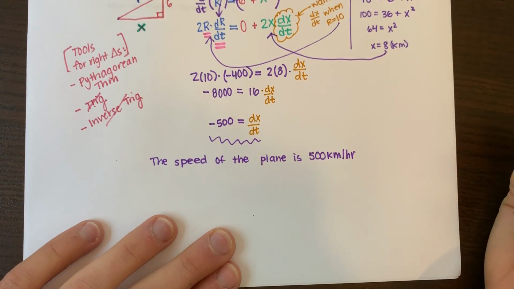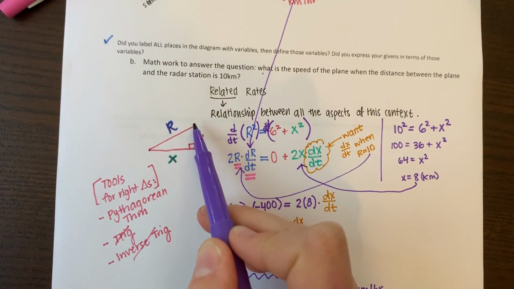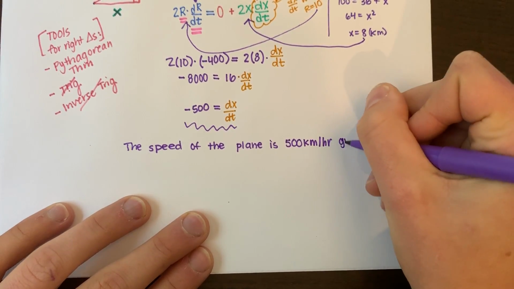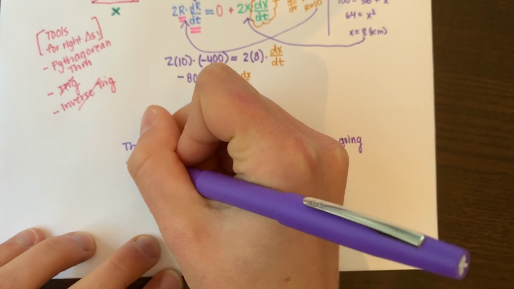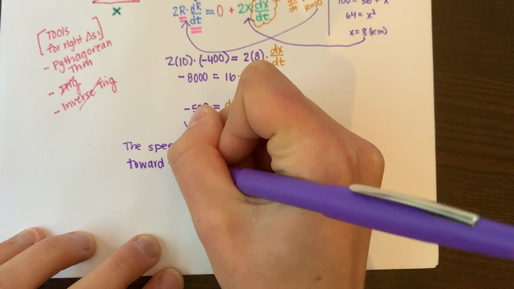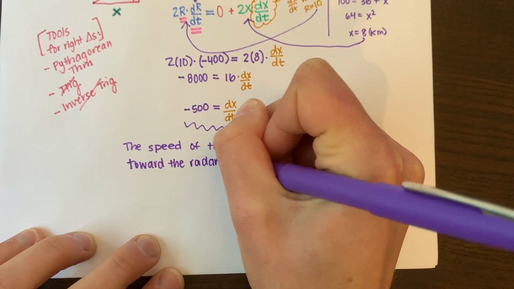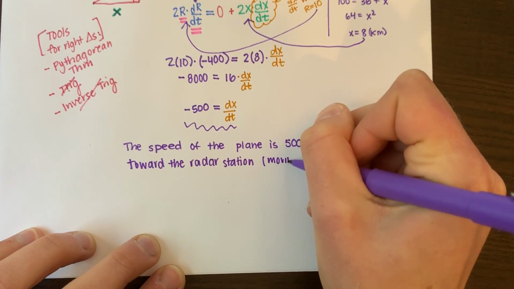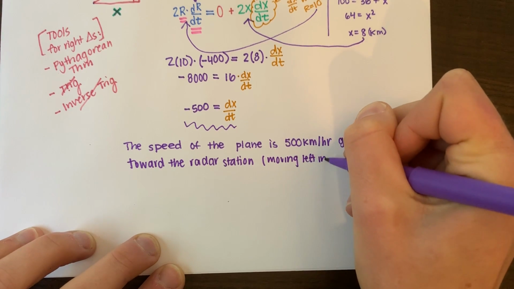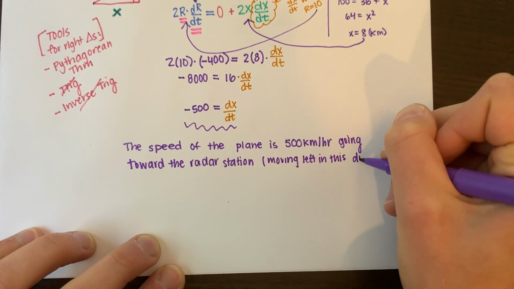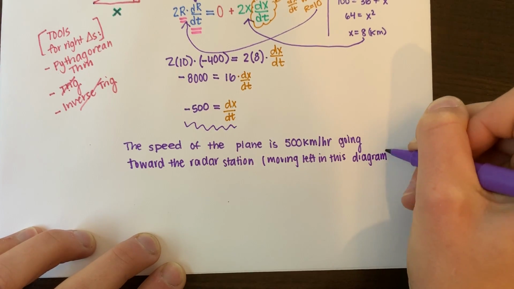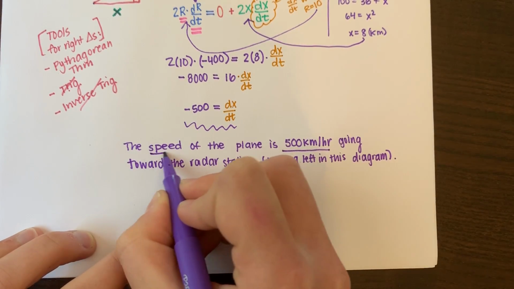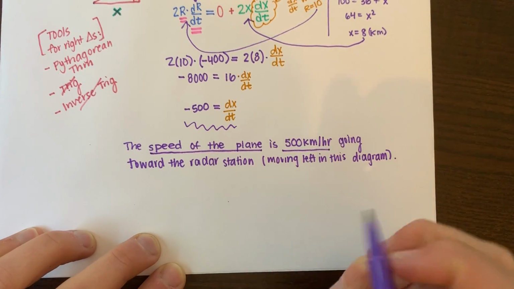And then in what direction is it going? Well, the plane is going toward the radar station. In this diagram, it's moving left. Check your units. Check that you actually answered the question, speed of the plane.